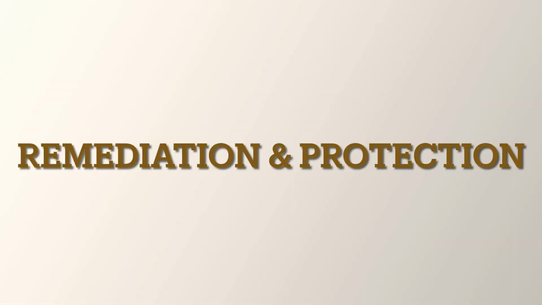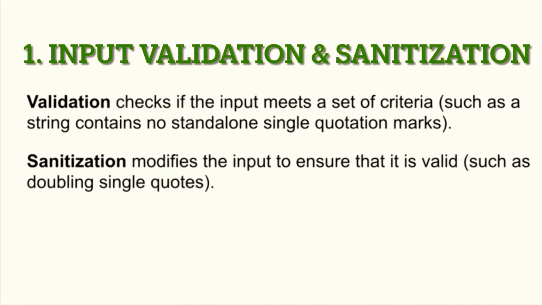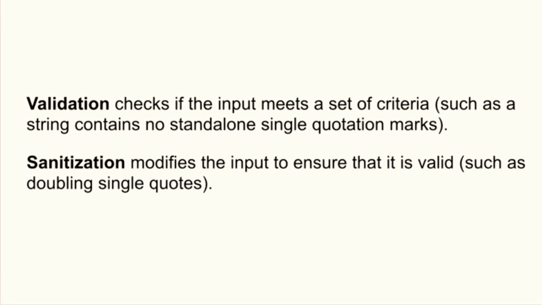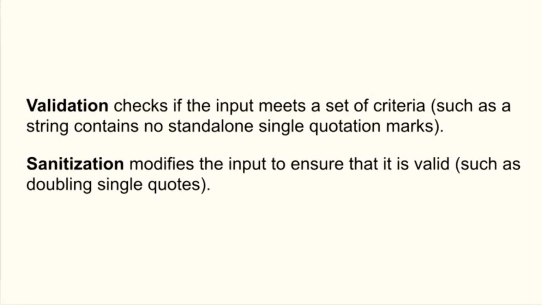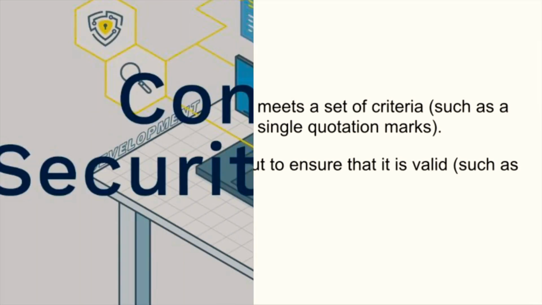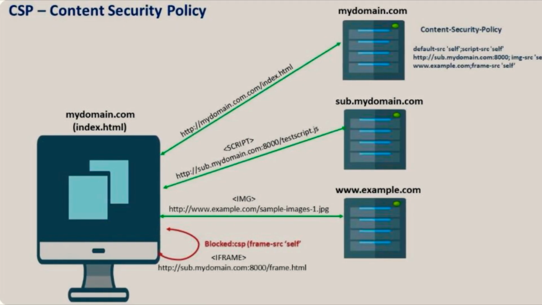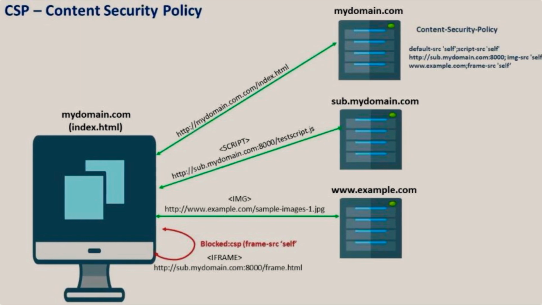So how do you protect your site? Input validation and sanitization: ensure that all user inputs are validated and sanitized to remove any harmful content. Use libraries or frameworks that automatically escape input data, for example, HTML escaping. Content Security Policy, or CSP: implement CSP headers to restrict the sources from which scripts can be loaded. This helps mitigate the impact of an XSS attack.